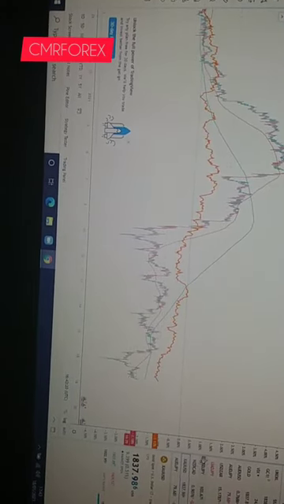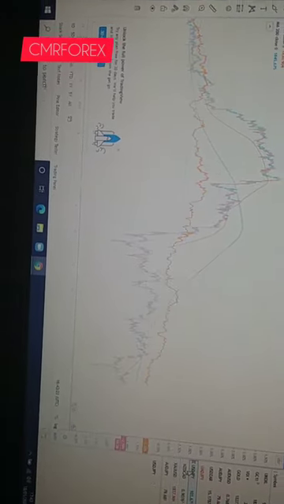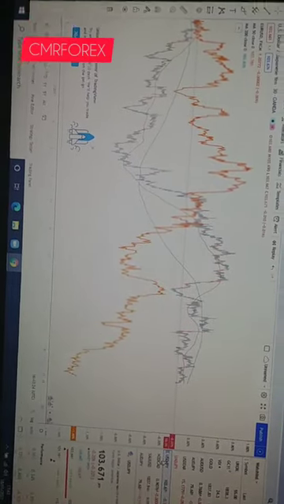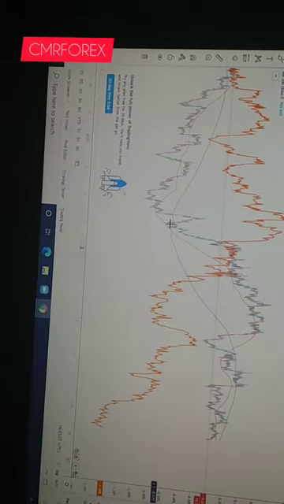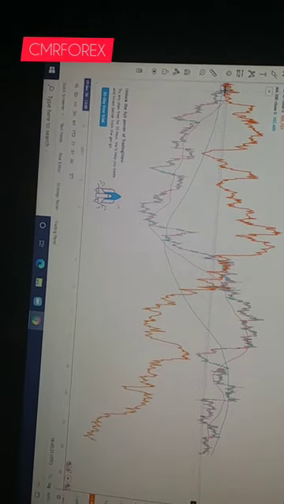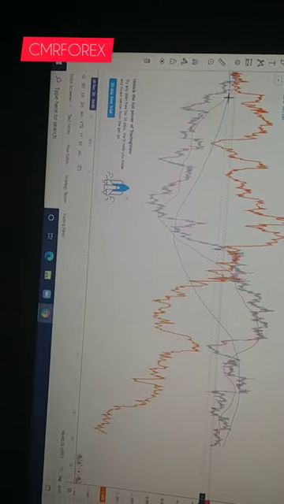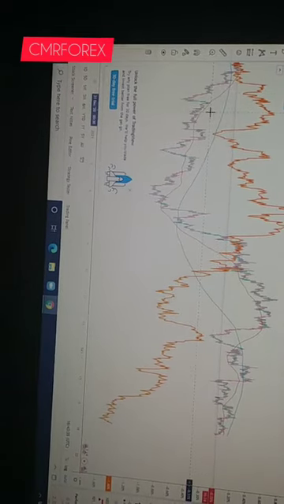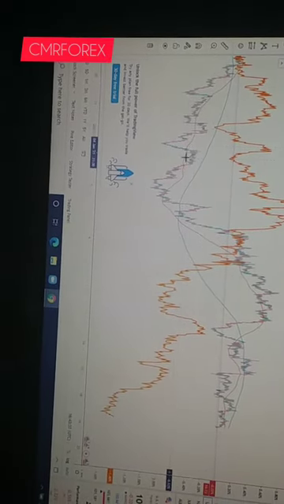So let me choose another currency pair. Let me use USD Japanese yen. Okay, this is USD Japanese yen. This is the same thing here. Look at it, an uptrend here. This is moving average 50 and it has crossed over here. A sell was coming. A sell, it kept selling.